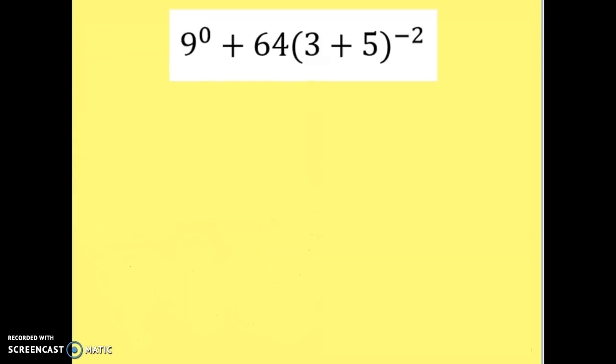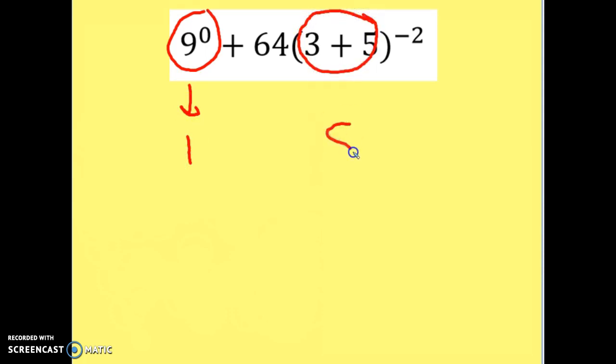This next example, again, we're going to follow that same setup. So as you fill out your notes, that parentheses, exponents, multiplication and division, and addition, subtraction is listed at the top of your notes sheet. So our second example here is this one. So we're going to first do 9 to the 0 power, which we know is 1. We're going to also simplify what's inside the parentheses, which is 8.